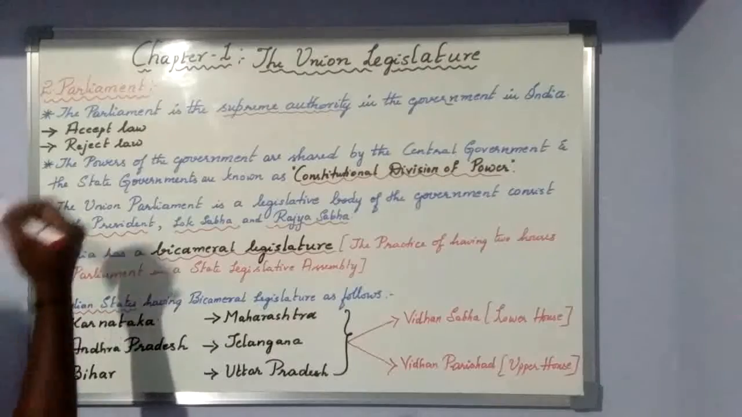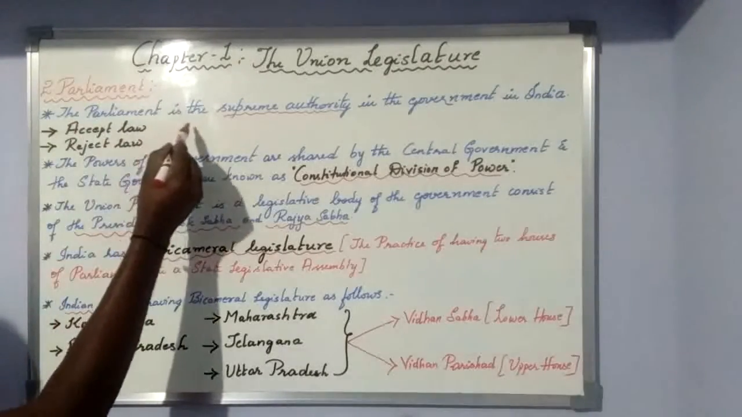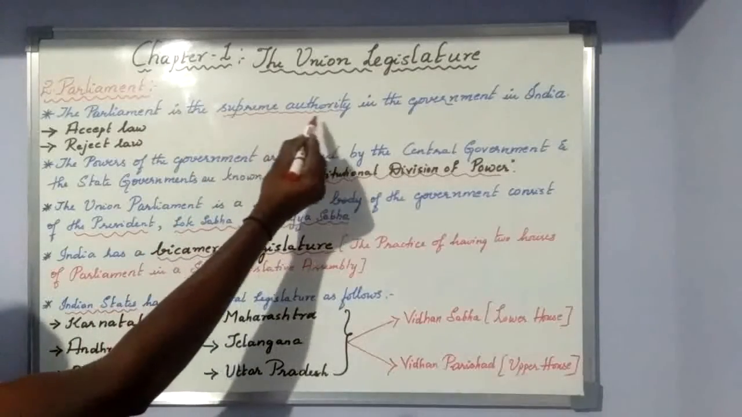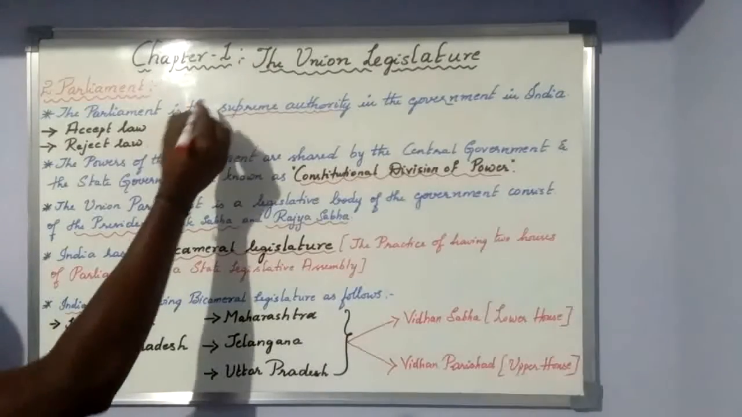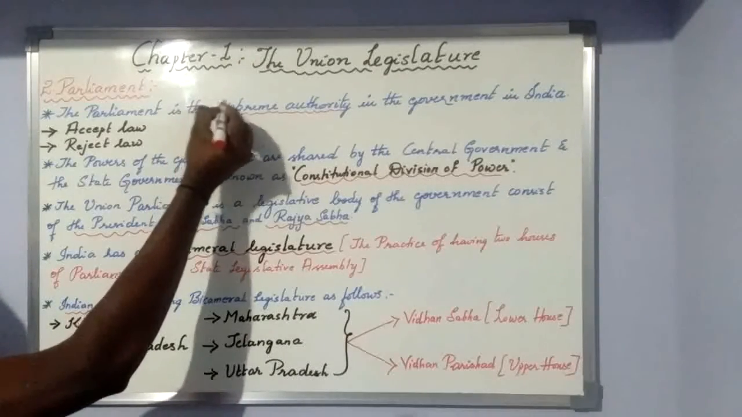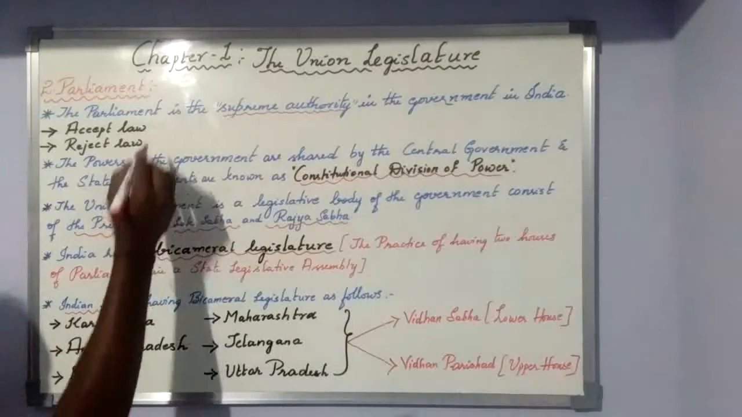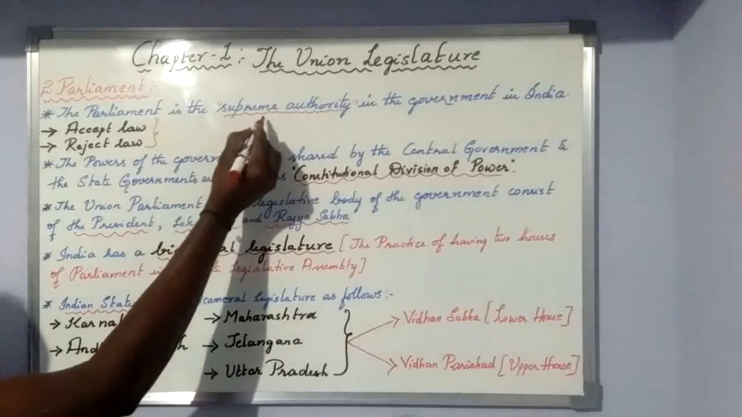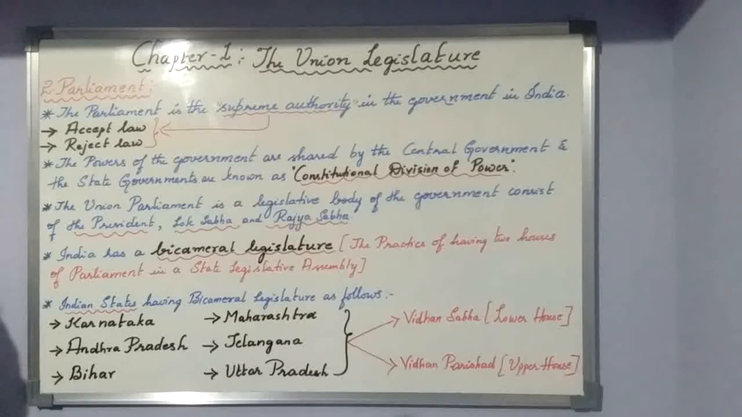The third point regarding the Parliament is that the Parliament is the supreme authority in the government in India. Supreme authority in what? The supreme authority in making of a law, accepting the law, rejecting the law. In India, that complete right is given only to the Parliament.